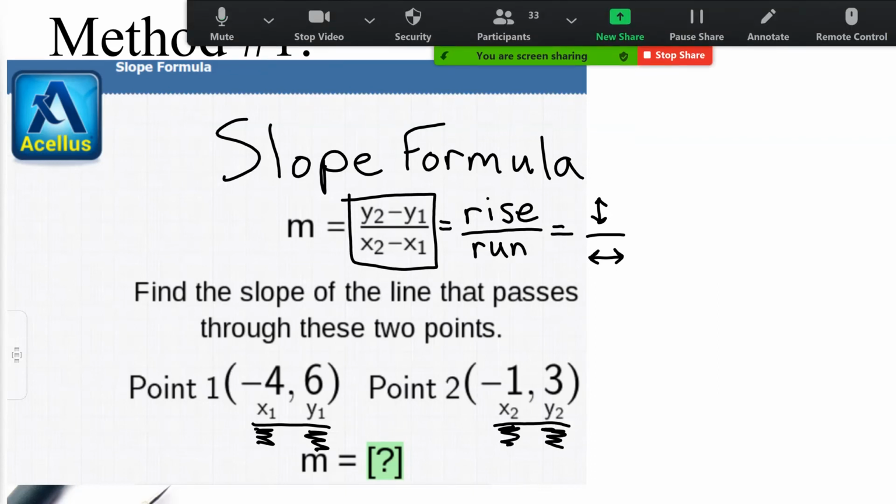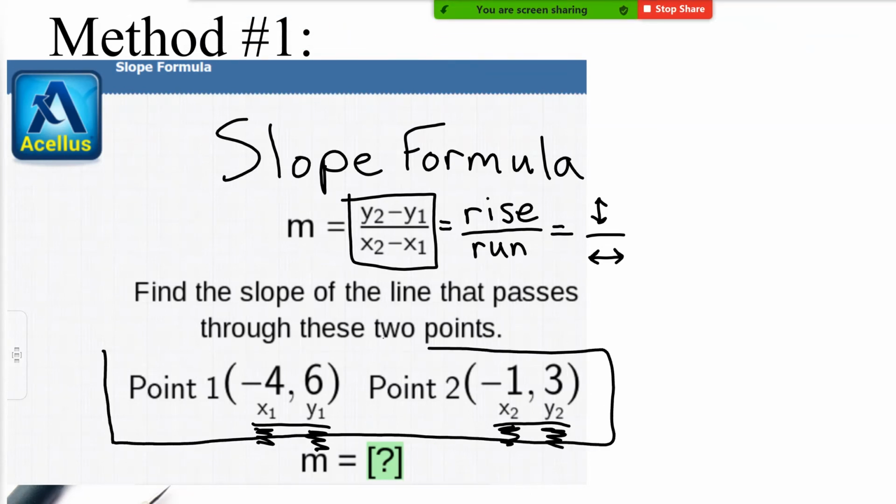Okay? I want you to please write down this. Take a moment and write down. The first coordinate is negative 4 comma 6, and the second coordinate is negative 1 comma 3. Now you might be beyond this, and that's good. If you are beyond this in Acellus, that is good, that is fine, this is good review.